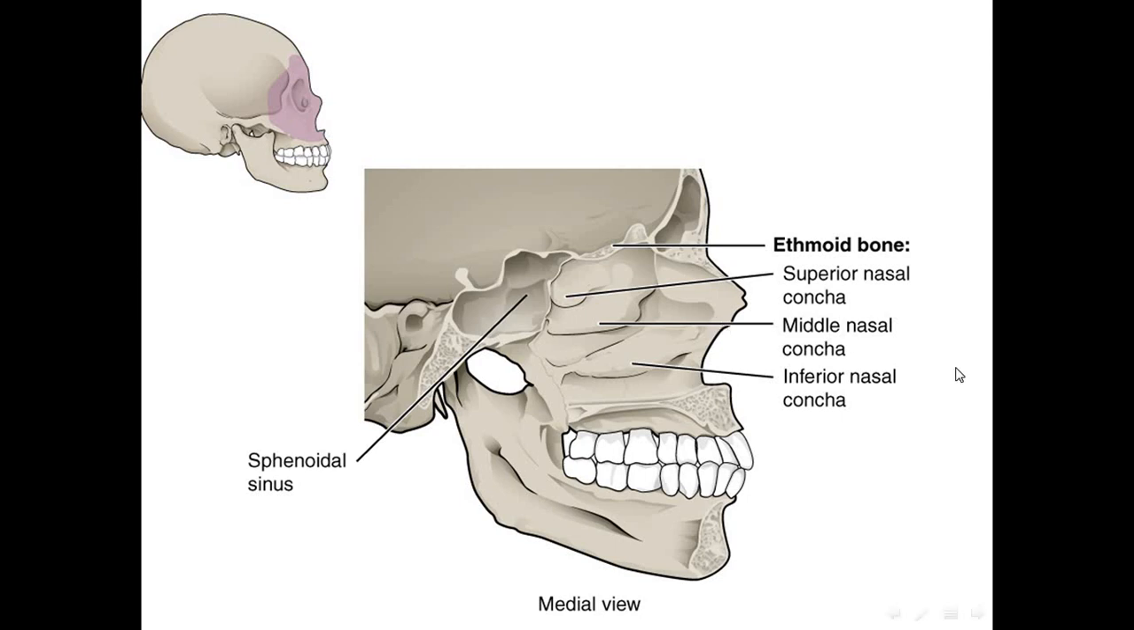This is the ethmoid bone from lateral. This is its location within the skull, and this is the nasal cavity. This is the location of crista galli, cribriform plate, sphenoidal sinus, and these are the three nasal conchae: superior, middle, and inferior nasal conchae.